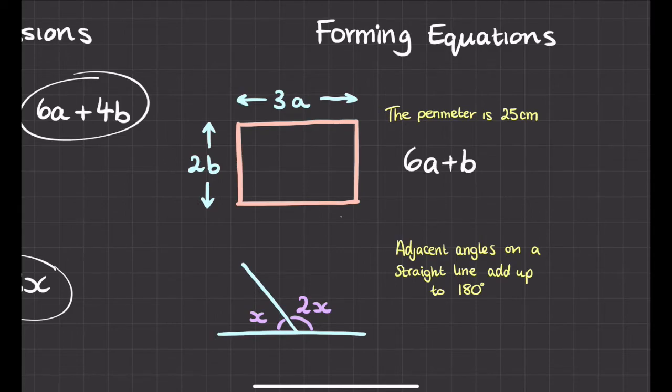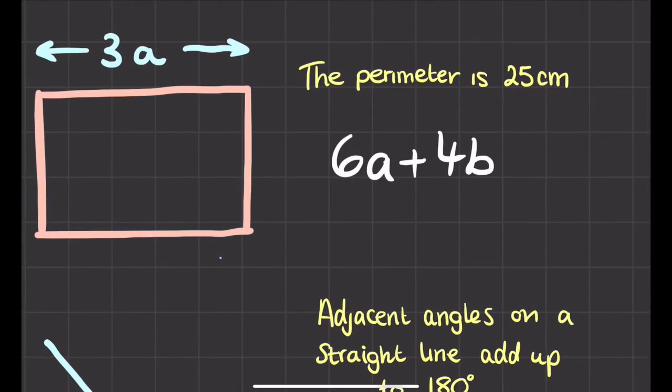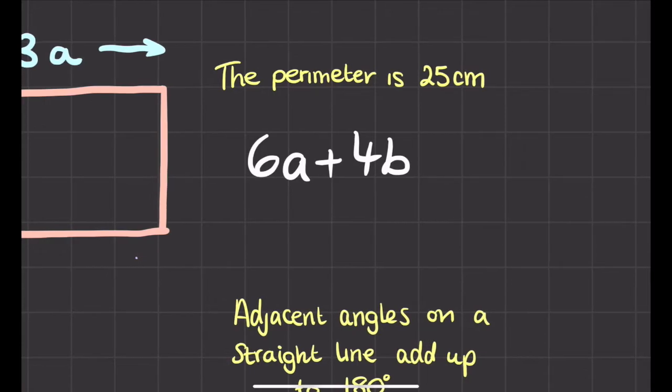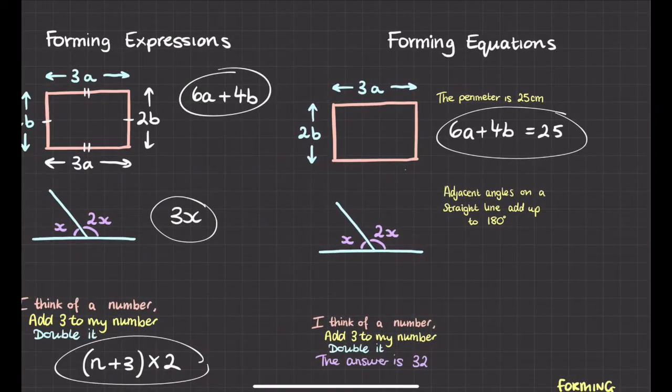That was an expression for the perimeter. But in this question, it also says the perimeter is 25. So this expression for our perimeter, we can say that is also 25. And notice then what I've made here. This is an equation. It's got an equal sign, so it's got an expression, and it's got an equal sign in it. Okay, that is the difference between an expression and an equation.